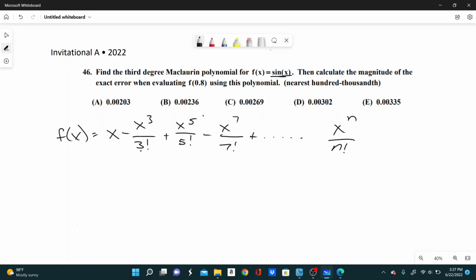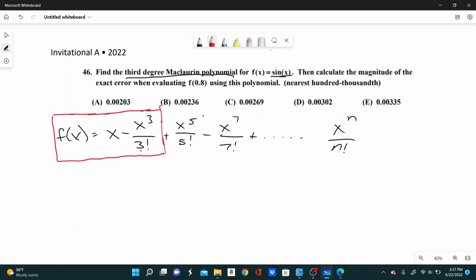But here, it says find the third degree Maclaurin polynomial. The third degree refers to the power of the term. So in this case, our third degree Maclaurin polynomial is going to stop right here, where we have x to the third over 3 factorial. It doesn't refer to the number of terms, it refers to the degree of the term. The degree of x cubed is just 3.